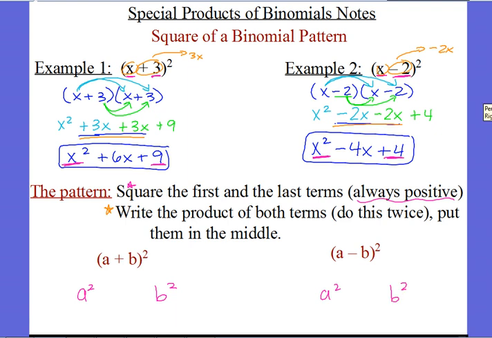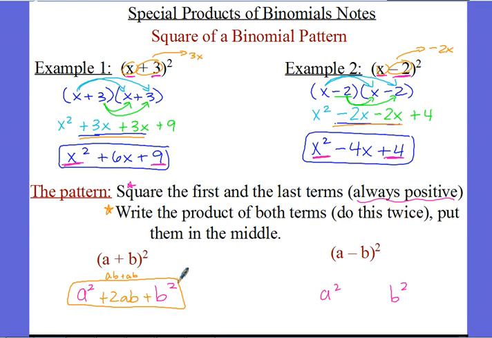And then the middle part says write the product of both of the terms, do it twice. So again, I have a, b, and a, b. They're both positive. When I write them twice, I'm going to put them in the middle after I combine them. So combining those like terms, I'm going to have plus 2ab. So this would be the shortcut. You don't have to do the distribution property. You can just square both terms and then put their product times 2 in the middle.